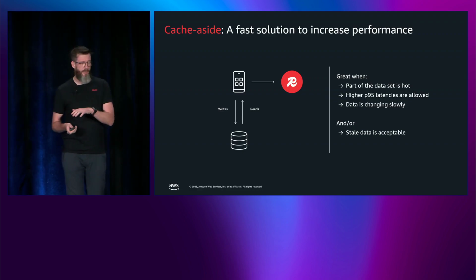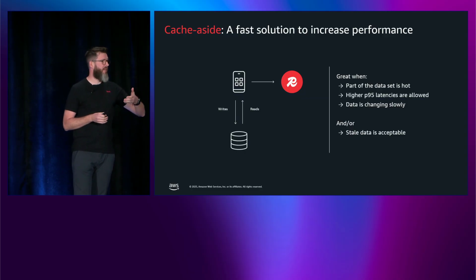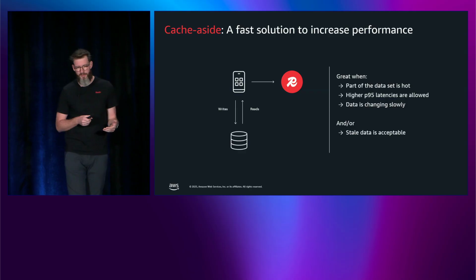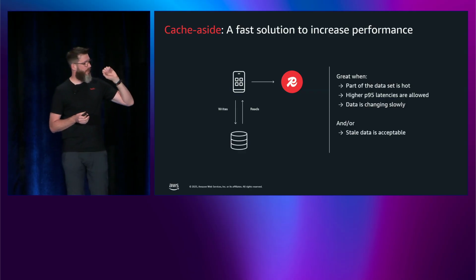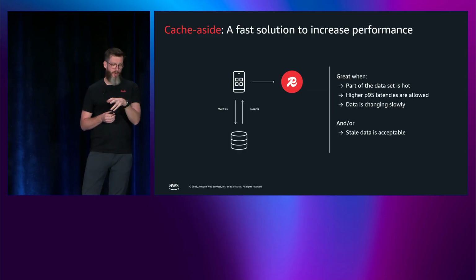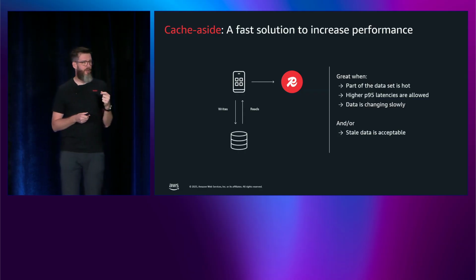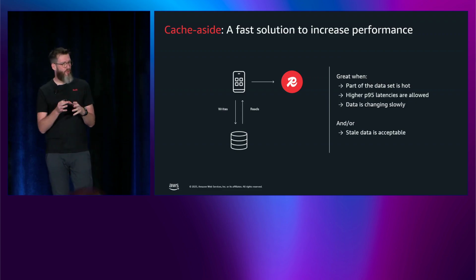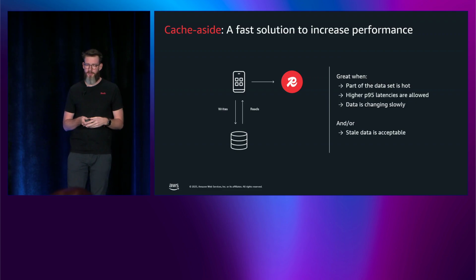So this is great when part of your data set is hot, higher P95 latencies are allowed because in some cases you will still have to go to that relational database, and data is changing slowly. And notice that your relational database is serving all the writes, or your primary database, but it's still serving some of the reads, right? Remember that total cost of ownership note that I made in the beginning, that Redis was supposed to reduce the total cost of ownership, and this is not really true because you still need to serve the reads from that relational database.